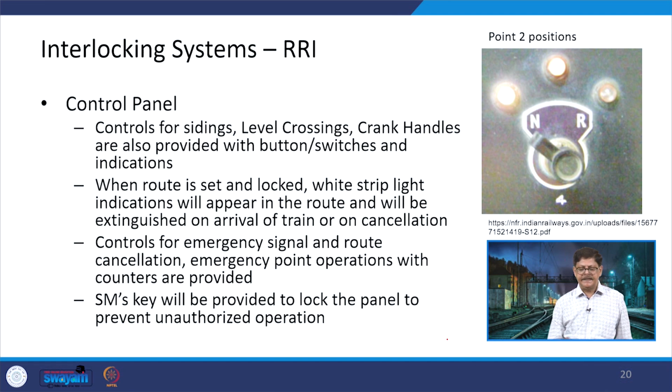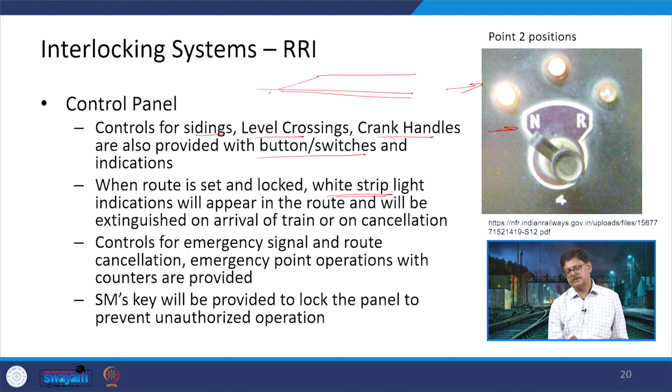Then controls for sidings, level crossings, crank handles are again provided with buttons or switches, and alongside that there are indications provided. So, you can see the buttons and switch condition and indications being shown here. When the route is set and locked, the white strip light indication will appear on the route. So, whatever route is being set, this white strip will come on this one, and will be extinguished on arrival of the train or cancellation. So, it will switch off.